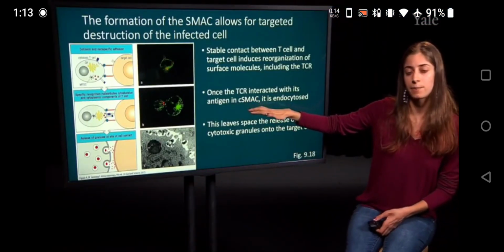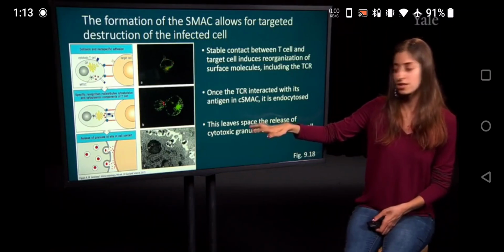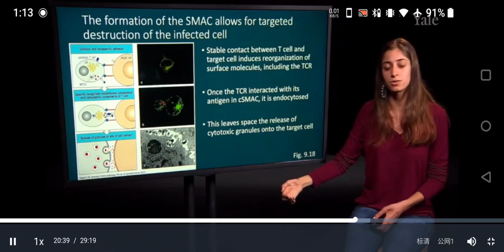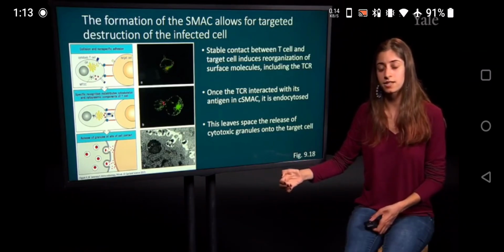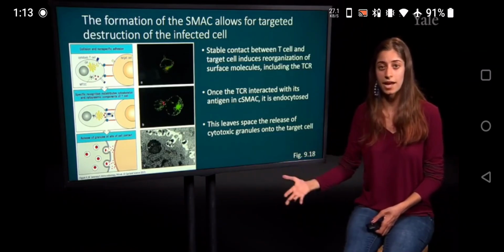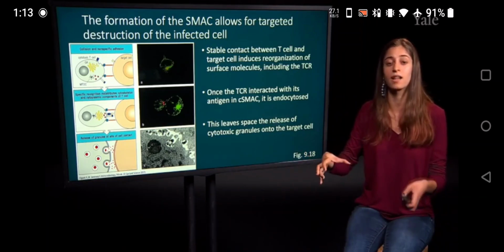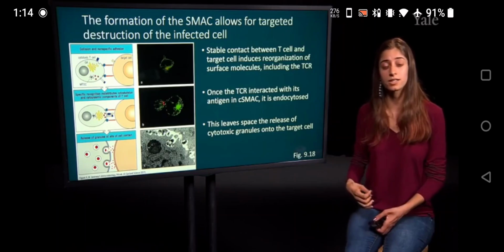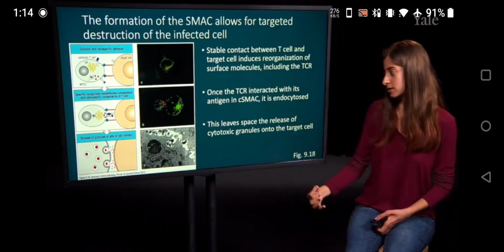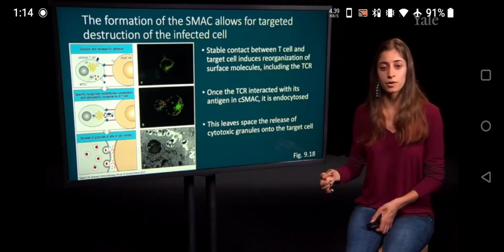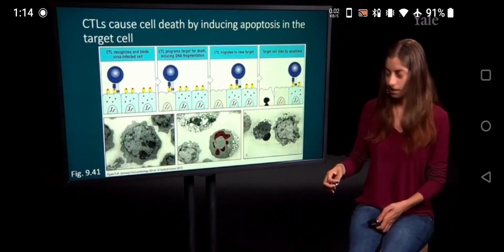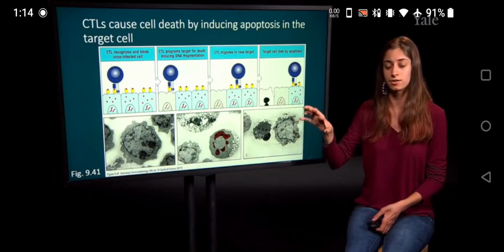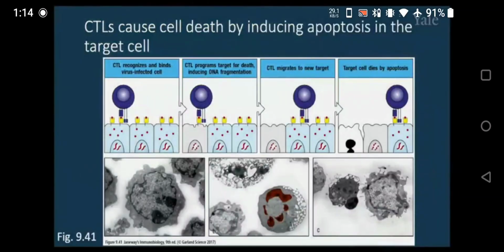Another thing that happens once the contact is initiated is the TCR will also be endocytosed into the cytotoxic T cell, so it can't get in the way of the contact between the killer cell and the infected cell. This creates even more space for those cytotoxic effector molecules to be released. This is important because it prevents the killing of neighboring cells and only kills the directed cell via apoptosis.